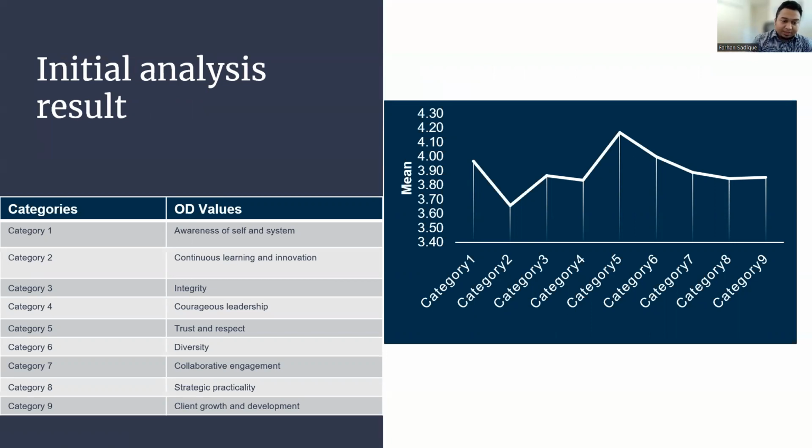From the graph you'll see that category 5 is highly rated. Category 5 is trust and respect. So considering the trust and respect value of OD, they believe they're in a really good position. Whereas if you see category 2, which is continuous learning and innovation, there are some improvements the Gulf nations can still work on. So there will be some strengths that we are going to gather from the tool, as well as some conceptual development we can advise for OD and OD consultants to work better in that environment.